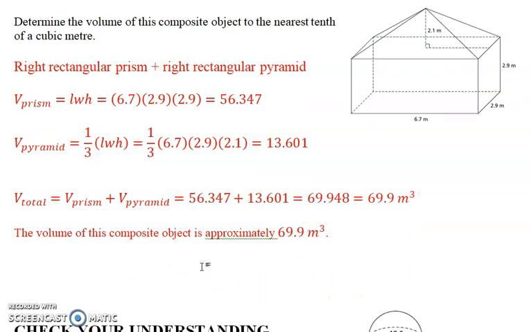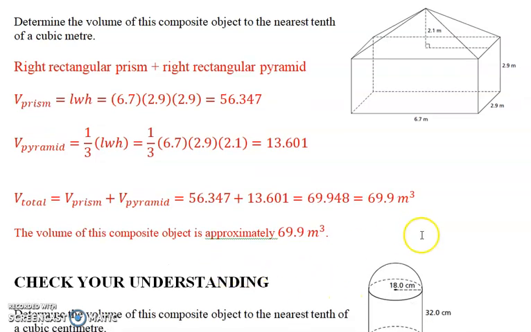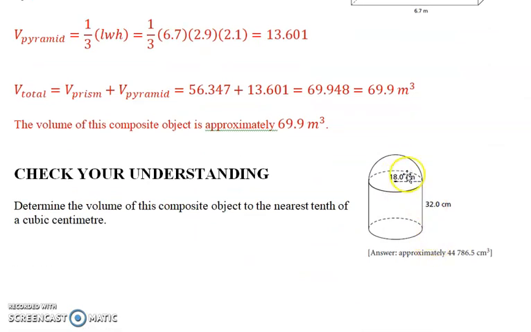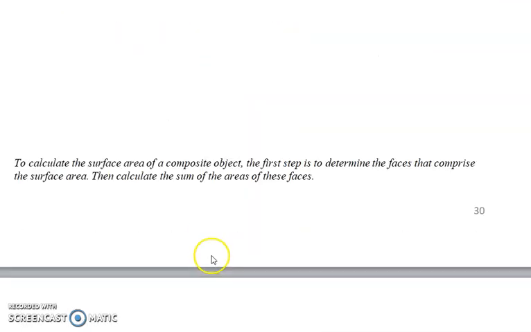There's a check your understanding example that's going to go along with this. This one here is a little different. They're using some similar to the diagram we saw on the first page. We have a cylinder and a hemisphere. Remember that. Okay? It's not a whole sphere, it's a hemisphere. And then your answer is going to be approximately 44,786.5 centimeters cubed. All right?